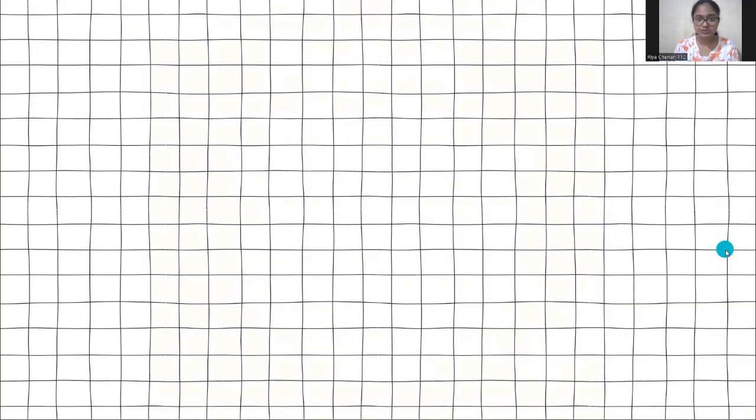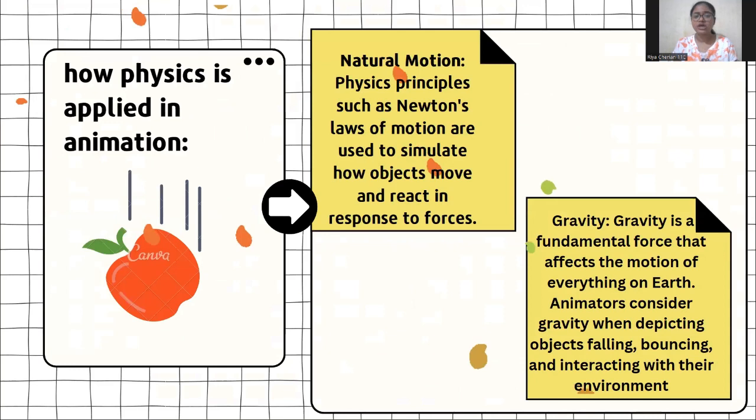So, how is physics applied in animation? Natural motion. Physics principles such as Newton's laws of motion are used to simulate how objects move and react in response to force. Second is gravity. Gravity is a fundamental force that affects the motion of everything on Earth. Animators consider gravity when depicting objects falling, bouncing, and interacting with other environments.